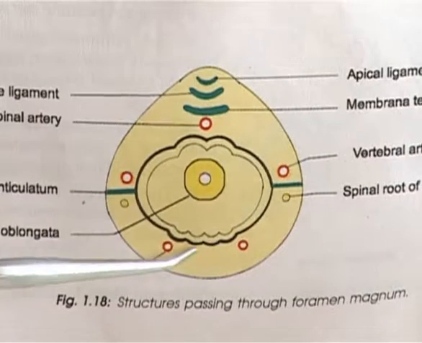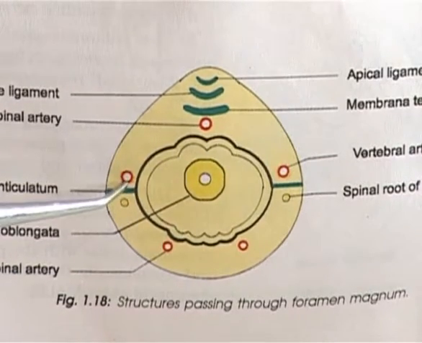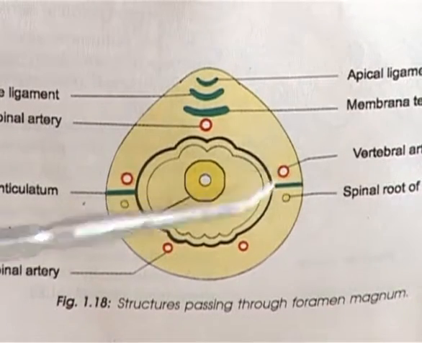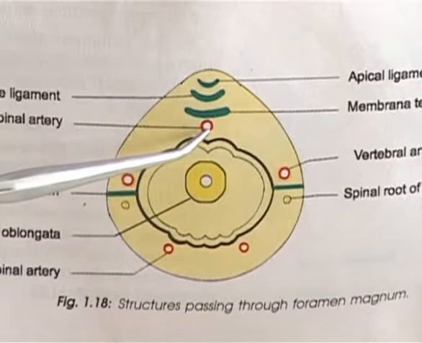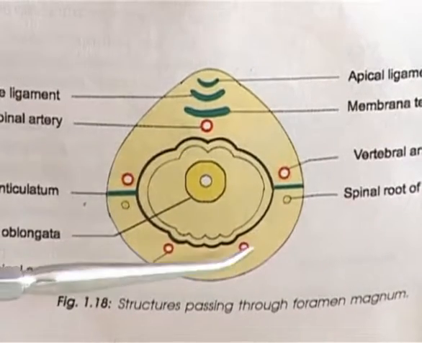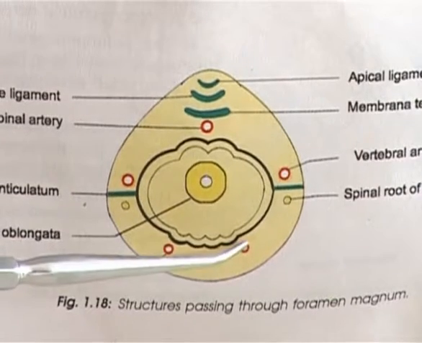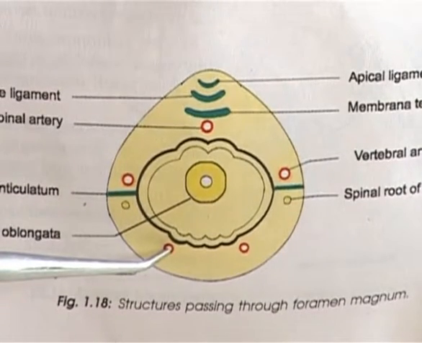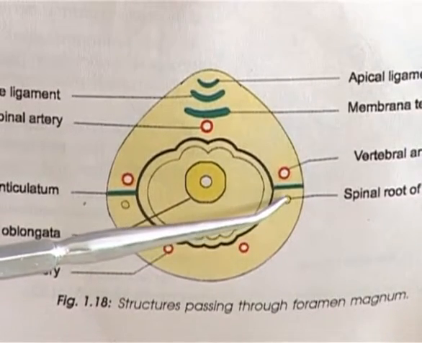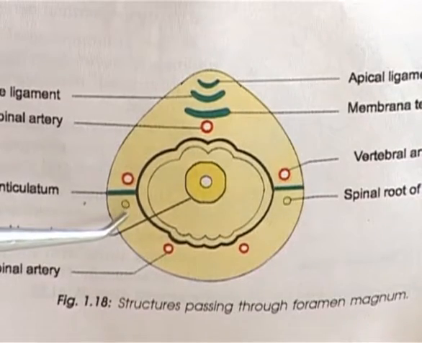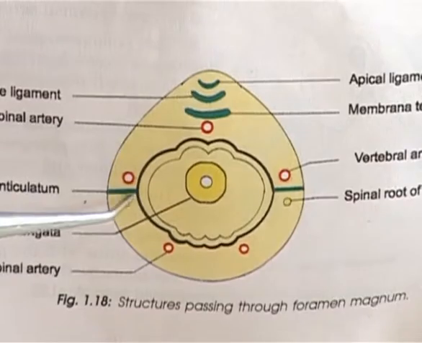Through the subarachnoid space passes the vertebral artery, one on each side, and the vertebral artery gives branches. The anterior spinal branches join to form a single anterior spinal artery, and the posterior spinal artery remains separate. Also entering the cranial cavity is the spinal root of the accessory nerve. Between the vertebral artery and the spinal root of the accessory nerve is the first tooth of the ligamentum denticulatum.